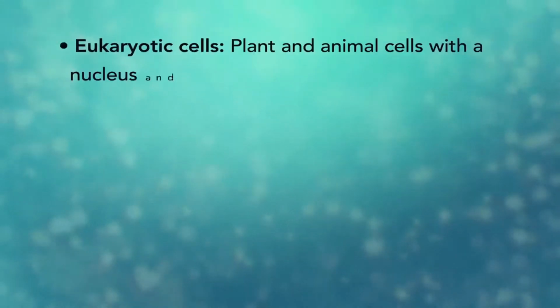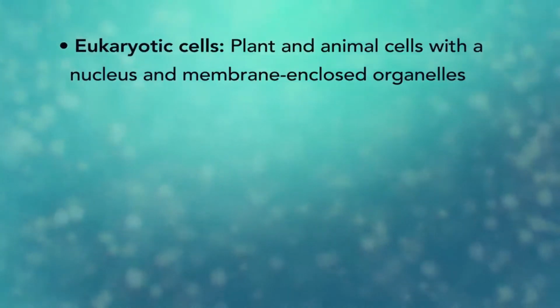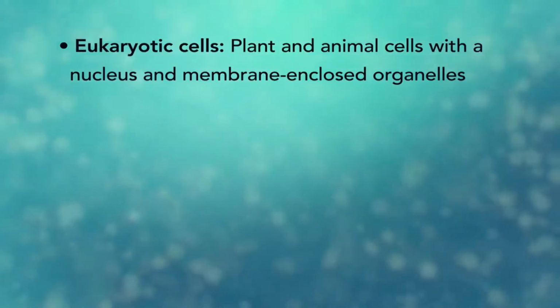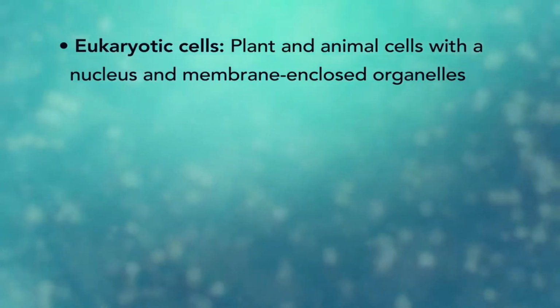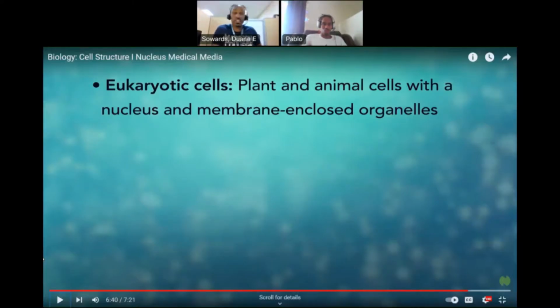In summary, remember, eukaryotic cells are plant and animal cells with a nucleus and membrane-enclosed organelles. That's a good definition to write down.